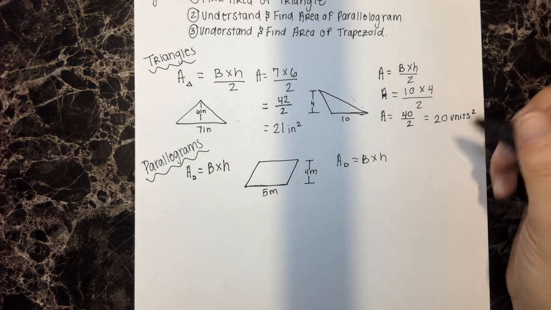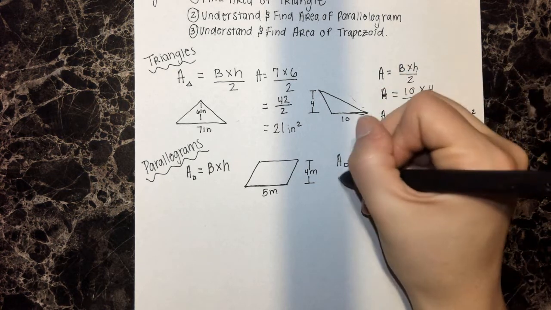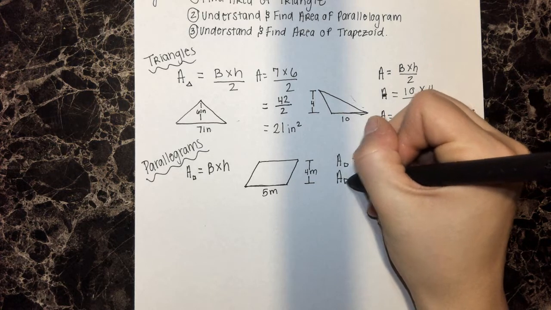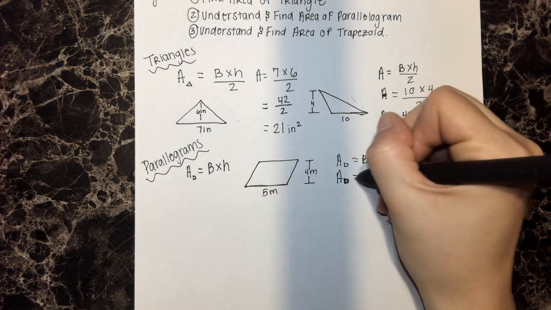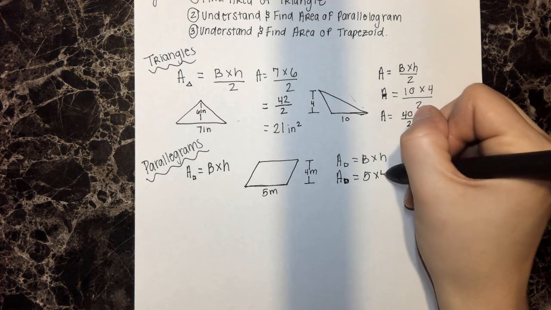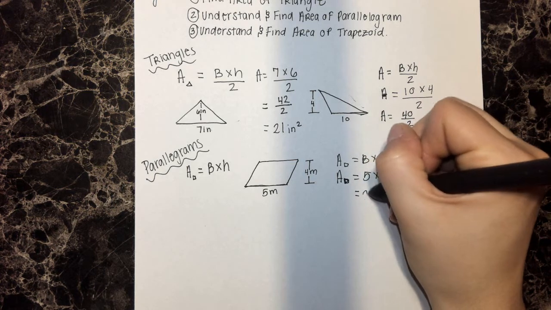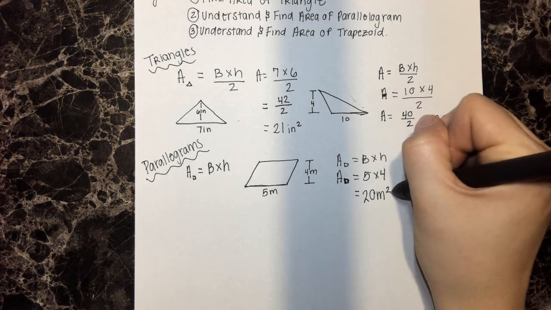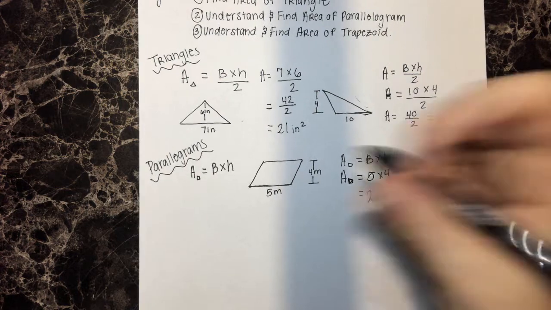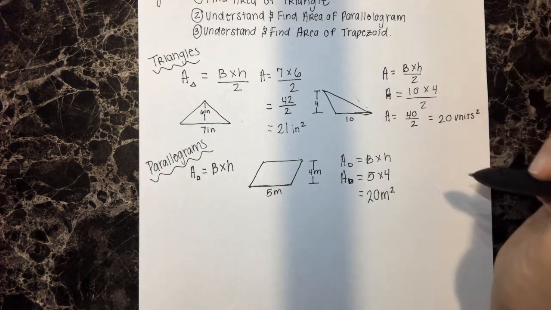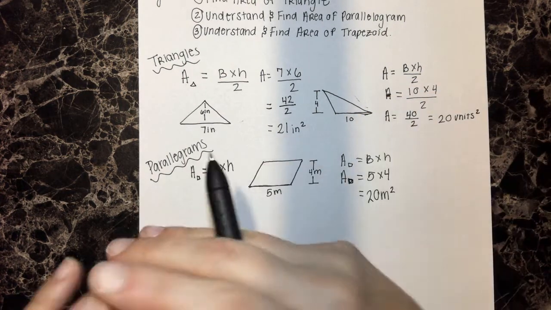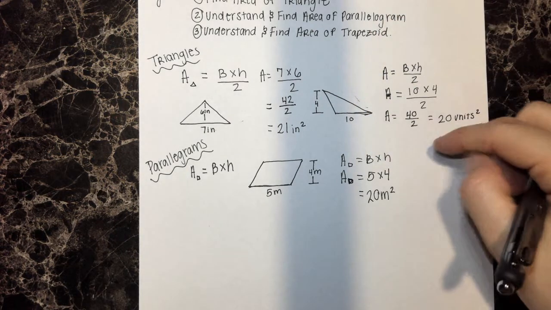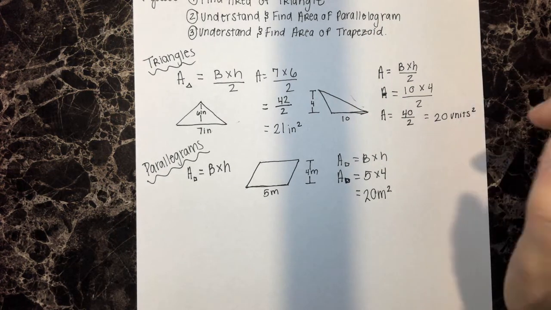Alright, hopefully you have just found the area of a parallelogram. This one should be an easy one. Your base is 5. Your height is 4. Your area would be 20 meters squared. It is still 2 dimensions. You have a base, you have a height. It is 2-dimensional. It is flat. It is not 3D. That is when you would start getting a 3 up there, and that would be volume.